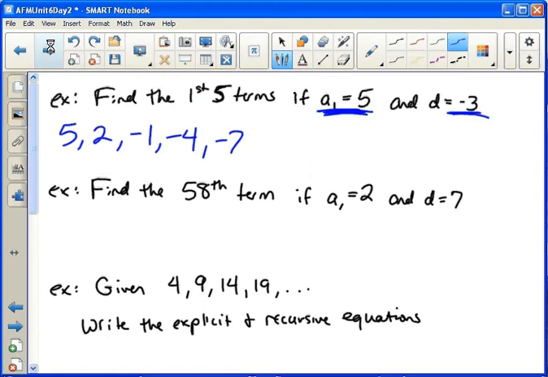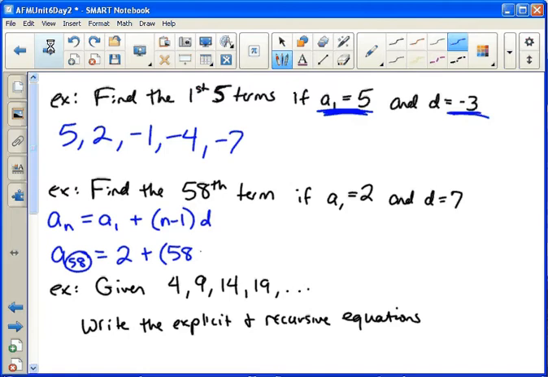So this is where I would want to use that explicit equation that was on the previous slide. So just to remind you, it looks like this. And that is n minus 1 times d. So to find the 58th term, I plug in the first term, a1, which is 2. I plug in n, which is 58. It's the term I'm looking for. Minus 1 times d, my common difference, is 7.